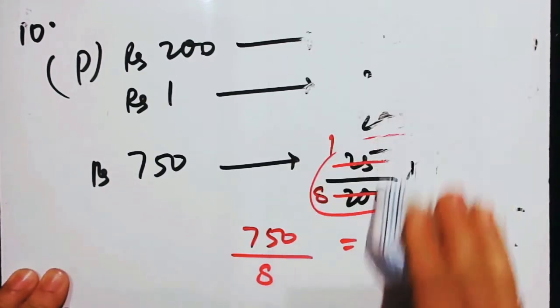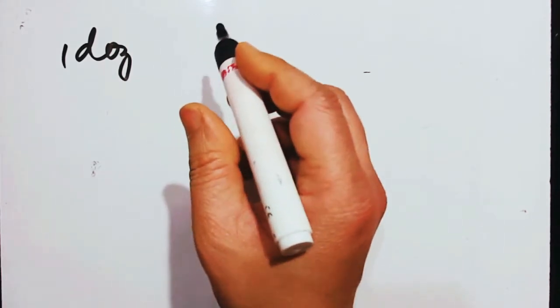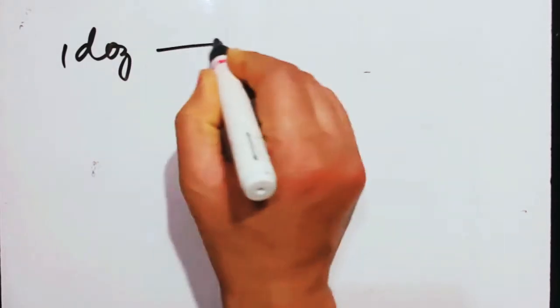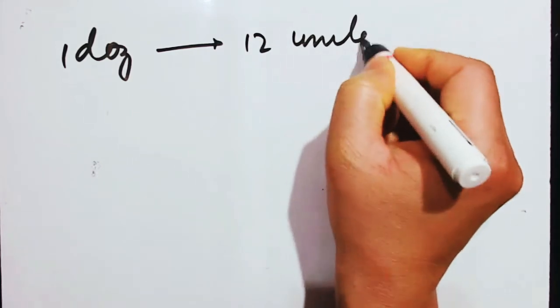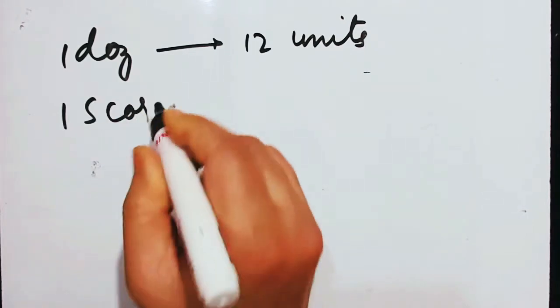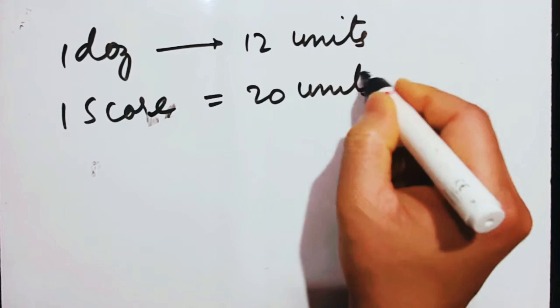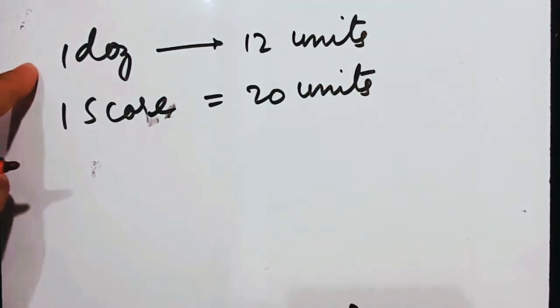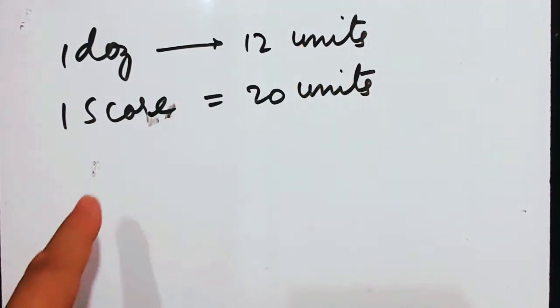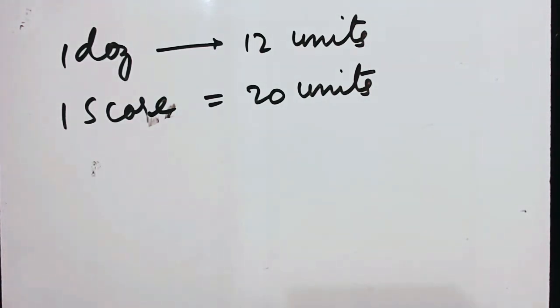Number 11 is quite interesting. Why? Because they are talking about dozens and scores. One dozen means 12 units. In Hindi we say ek darjan. And one score is equal to 20 units. So as you say, one dozen bananas means you are talking about 12 bananas. When you are talking about one score of bananas, you are talking about 20 units of bananas.